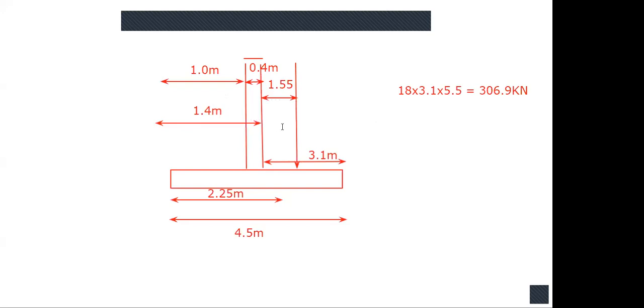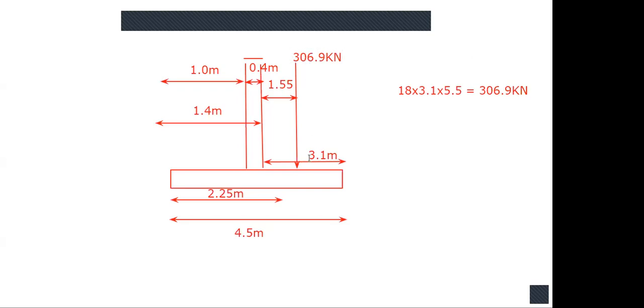From here to here is 1.4. Now, I've gotten my 1.4. So what I'm actually concerned about is that I need to get 1.4 plus 1.55. So I can say the distance of this vertical force, let me put this vertical force here, which is 6.9 kilonewton.